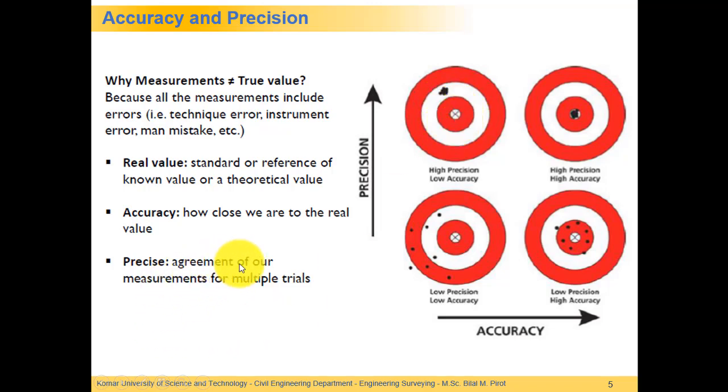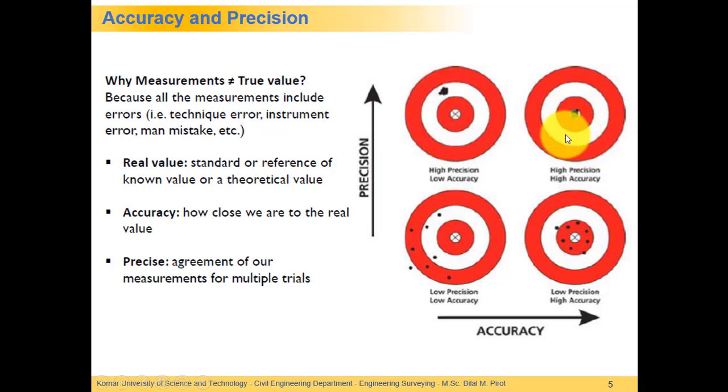But precision is the agreement of all measurements for multiple trials. For example, I'm talking about this first case. In this case, all the measured data are very close to each other. As you see, all the pointers are very close to each other. It means the precision of the data is high. So we have low accuracy, but we have high precision. So this is the first case.